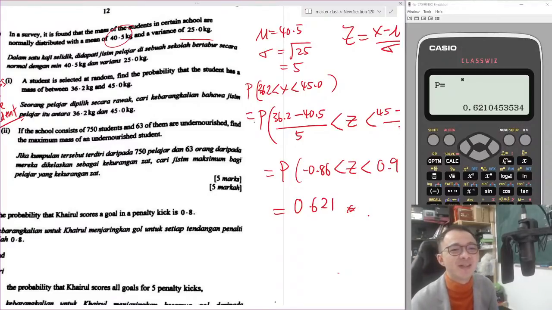Between in the calculator, the P is larger or smaller? I don't get you.